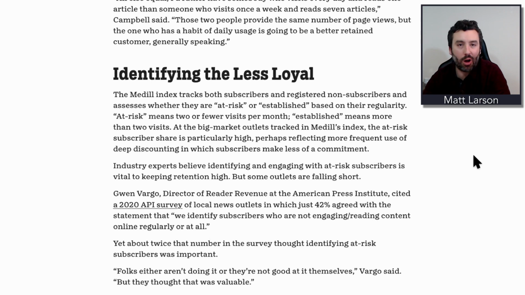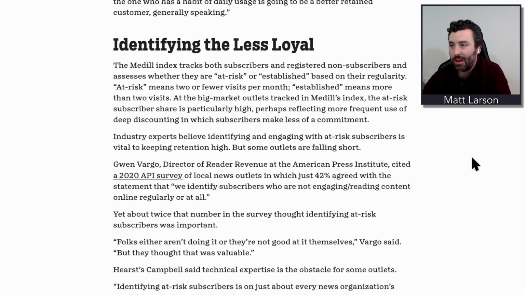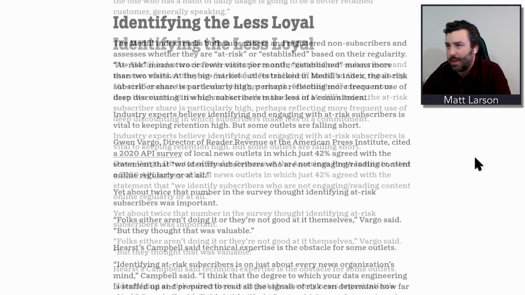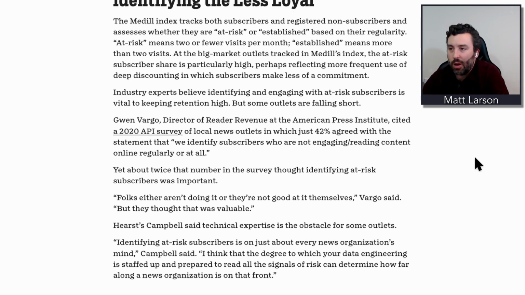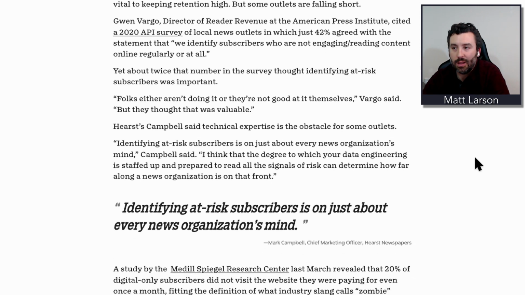I mean, I just feel like it's all got to have that lens, an advantage that newspapers have right out of the gate. And we've got to just take advantage of it. Identifying the less loyal. Was this one of the other main points? You want to go through any stats in here?